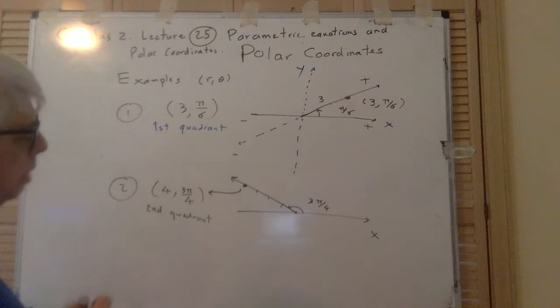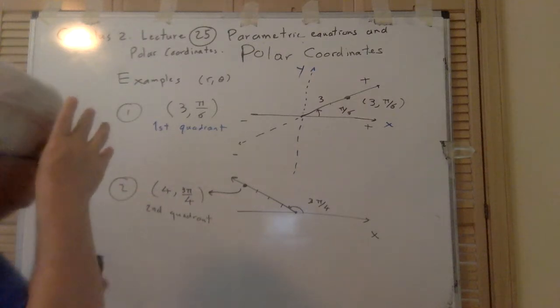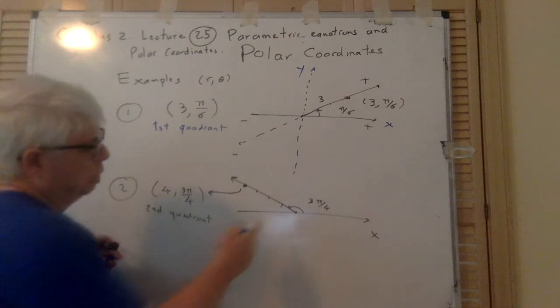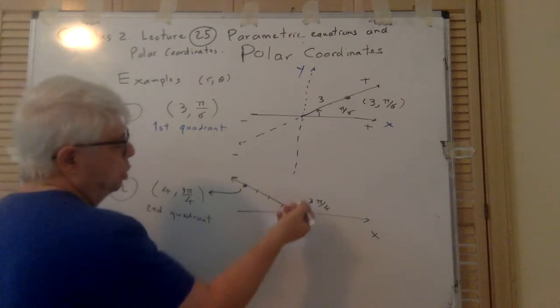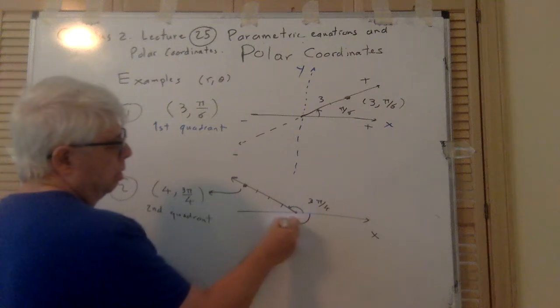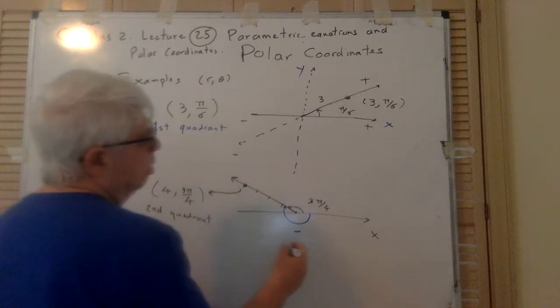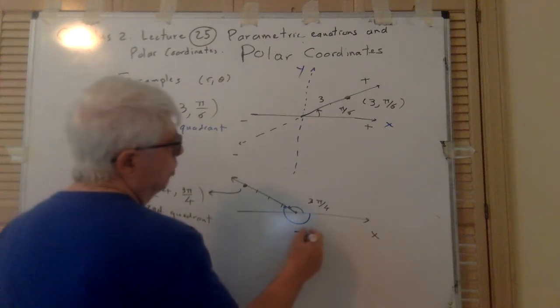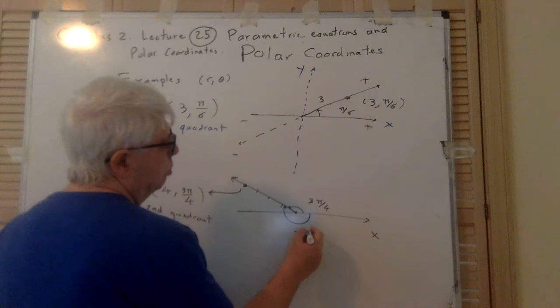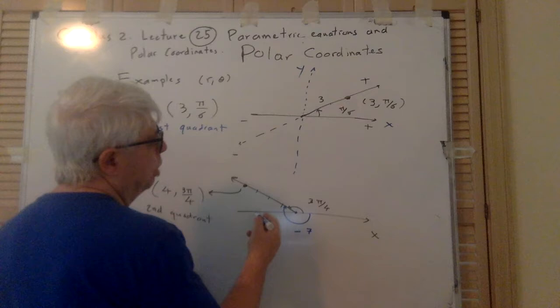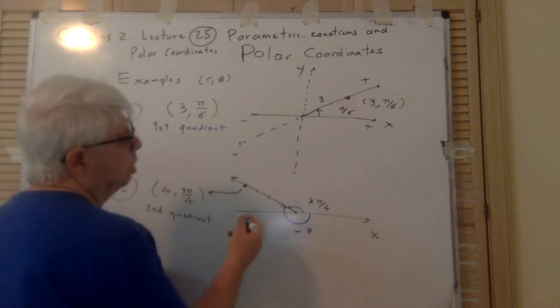Now, can I write this set of coordinates in a different way? Well, this is 2π/4, but if I go this way, this is minus what? This is minus, what is it? I think it's 7π/4. That is π/2 plus, into π and 3π.